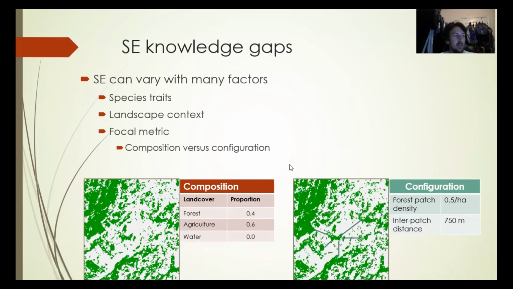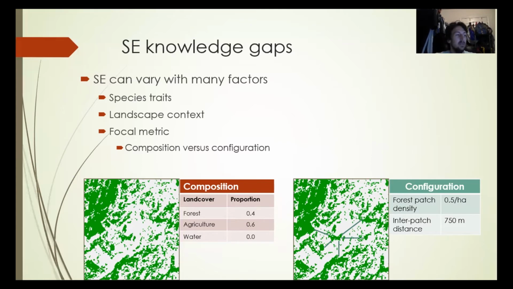What configuration aims to describe is how all these pieces are arranged. How do they position themselves in relation to the rest of the landscape? And this can be described in metrics such as forest patch density or interpatch distance. What is the average distance between all of our forest patches? So both of these are important for describing landscapes, and both are commonly used in studies.